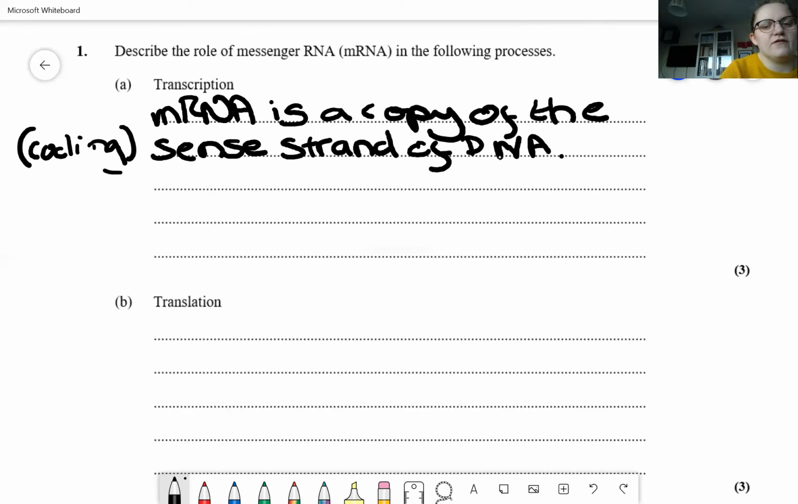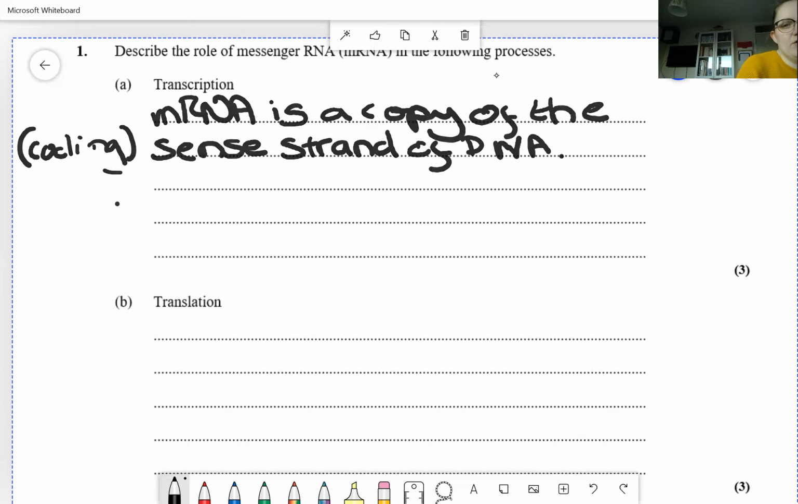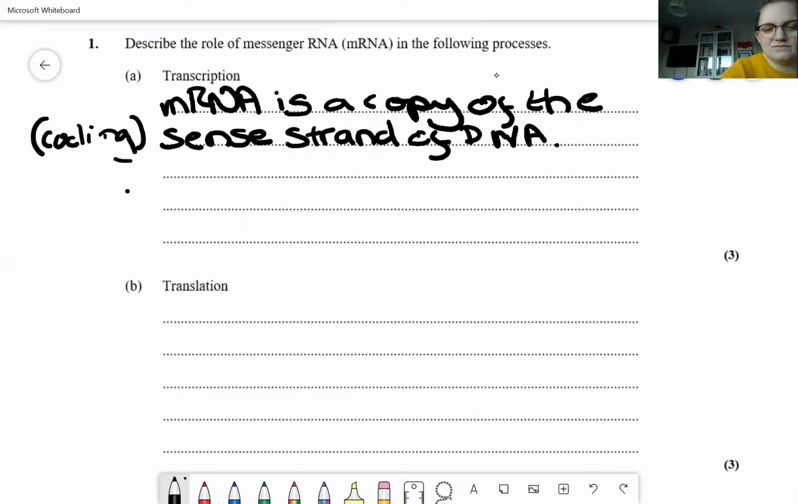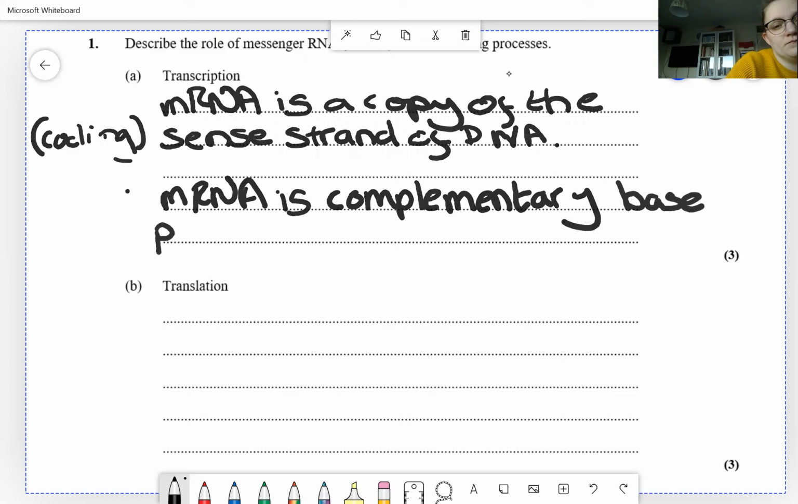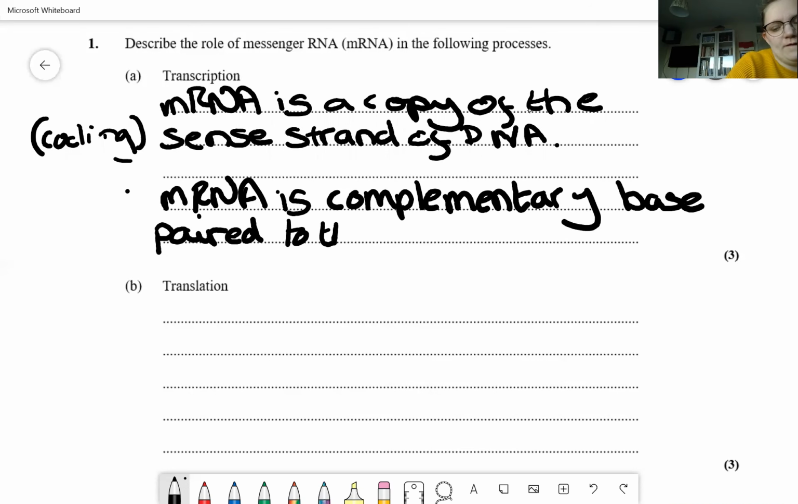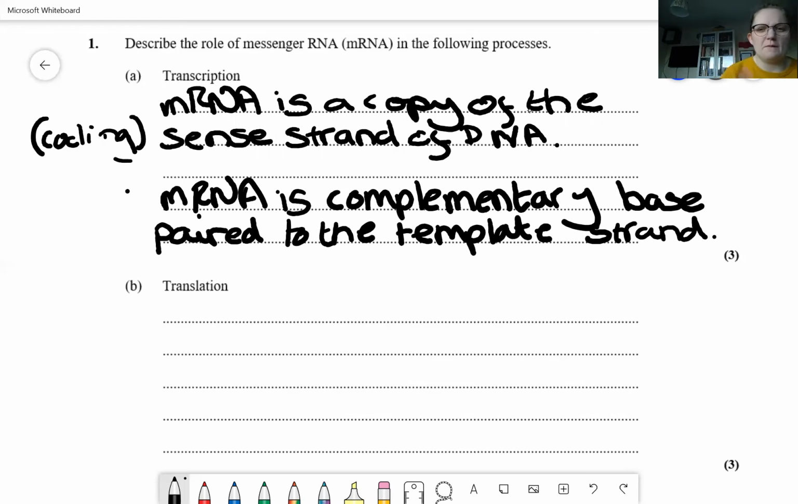But that isn't going to give us a whole 3 marks. So that would give us the first part. So mRNA is a copy of the coding sense strand of DNA. We could then add something along the lines of, mRNA is complementary, so complementary base pairing, to DNA. Or specifically, this would be nicer, mRNA is complementary base paired to the template strand. A nicer answer: mRNA is a copy of the sense strand of DNA. mRNA is complementary base paired to a template strand.